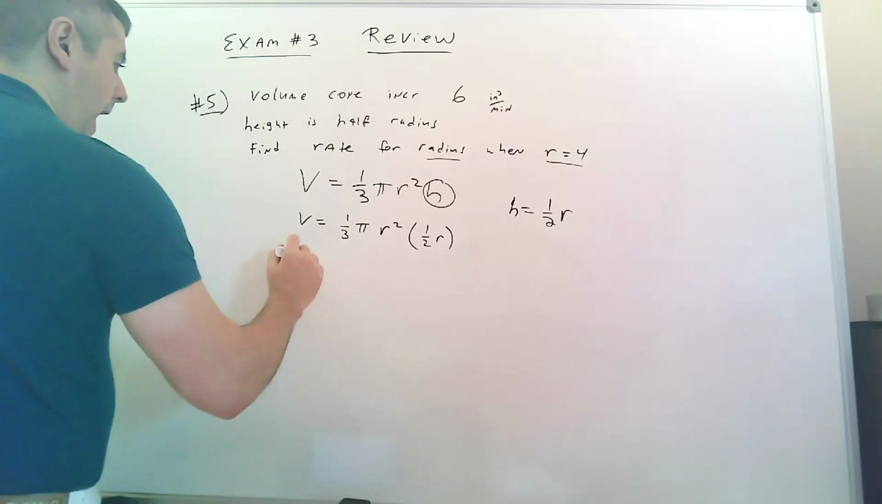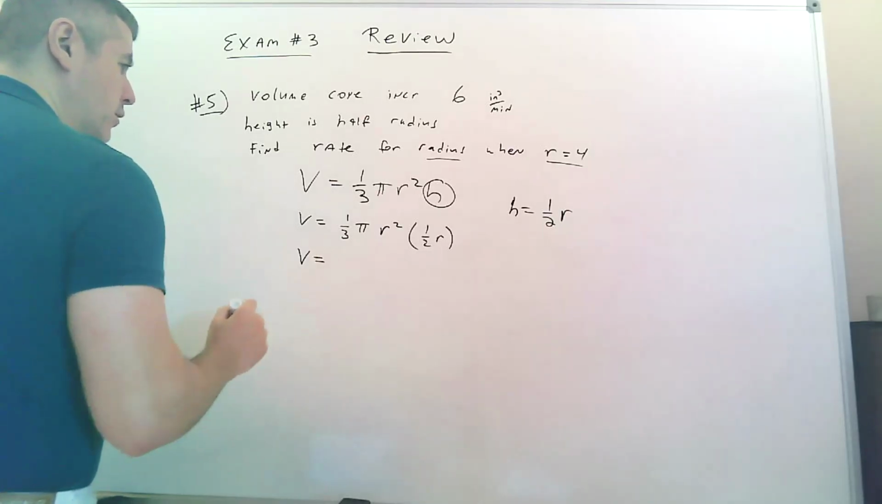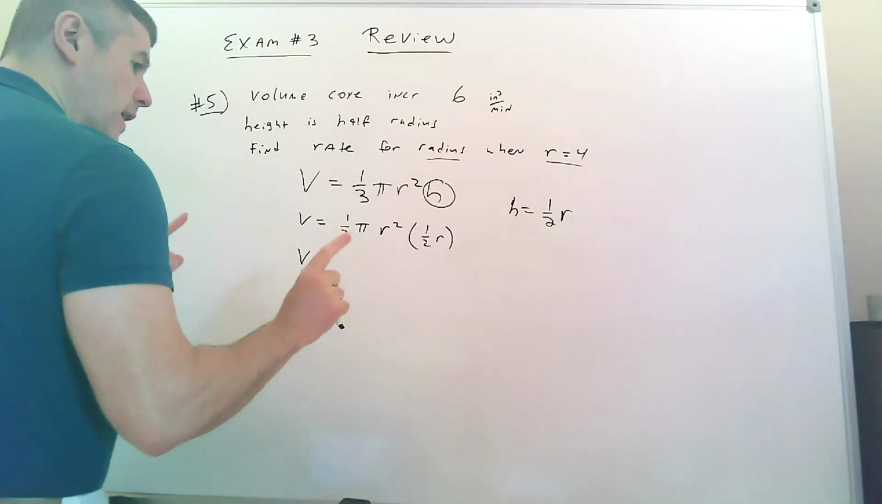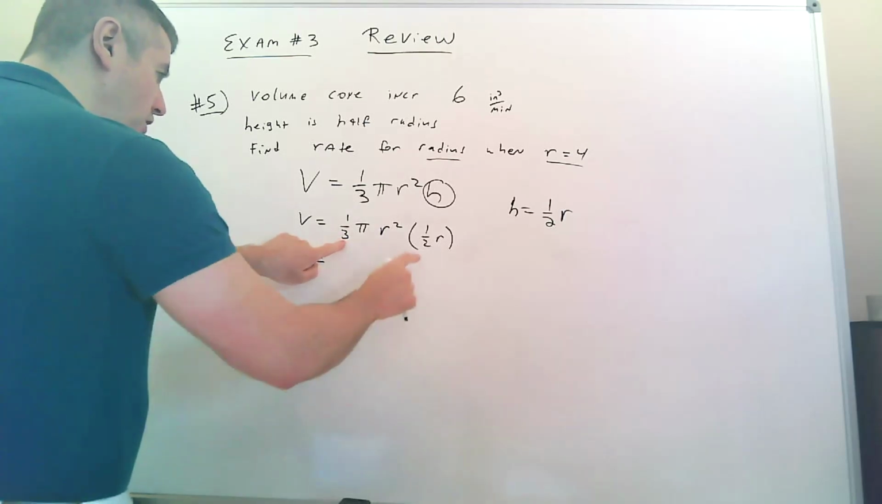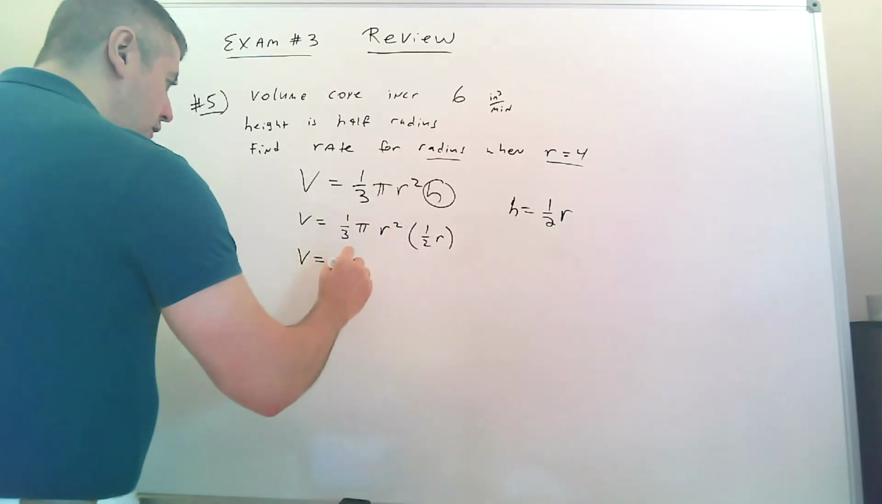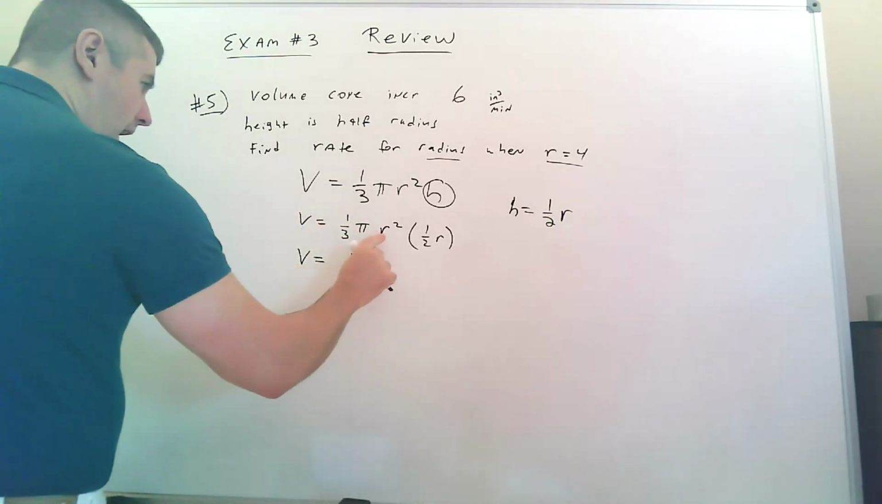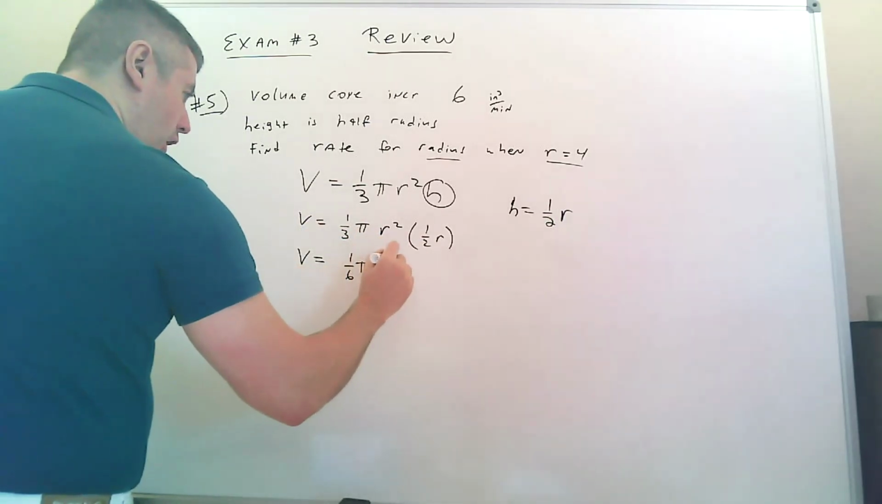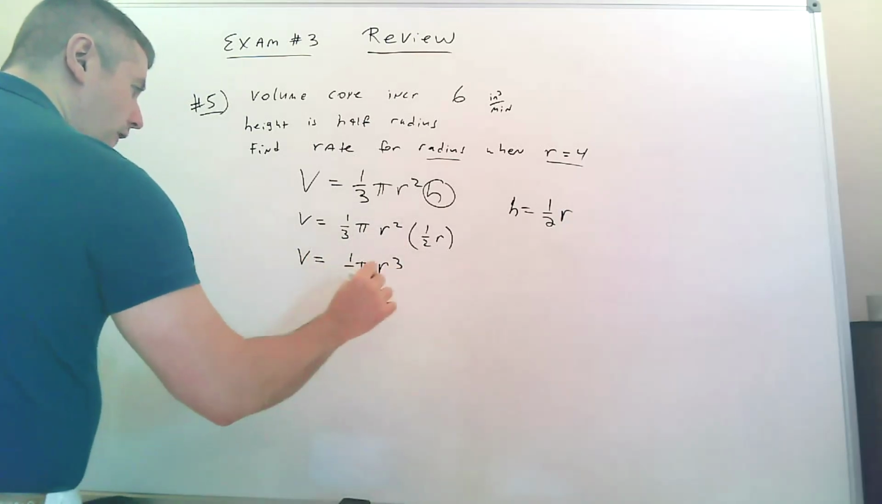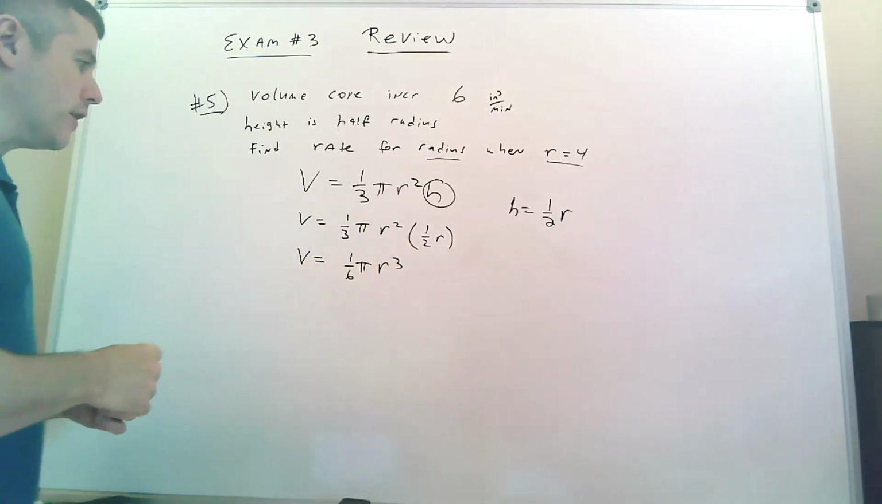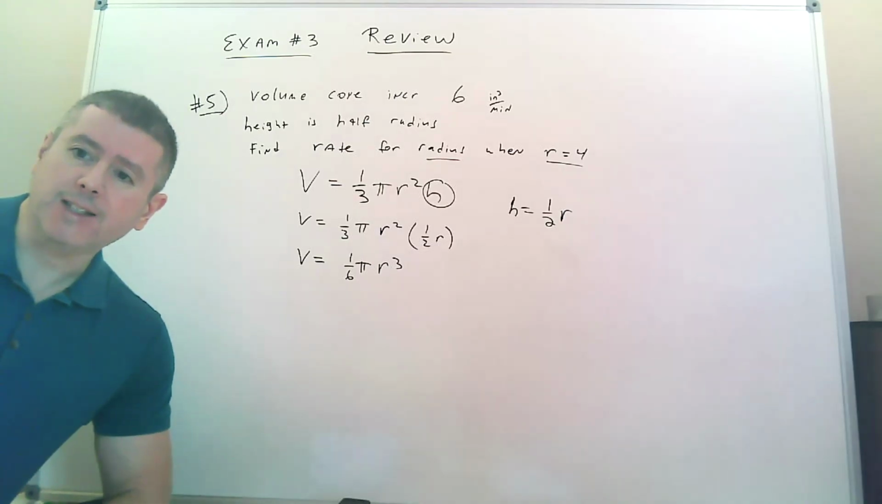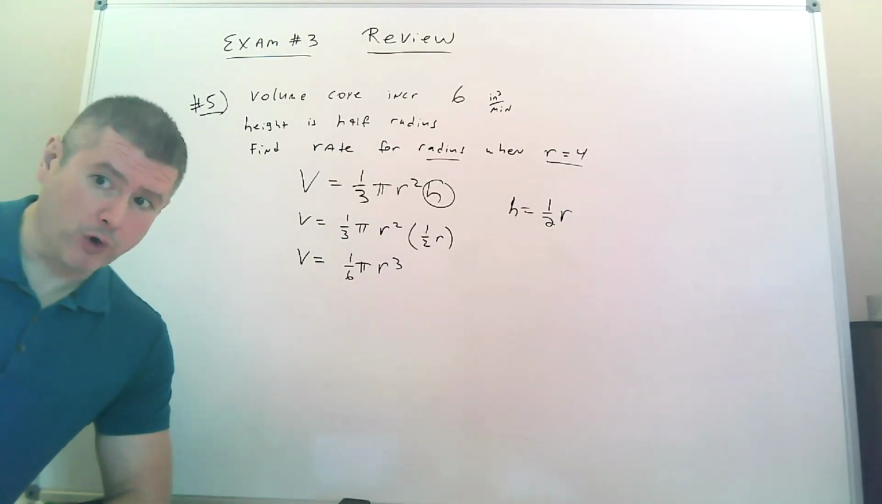Very simple. Now, I like to neaten this up before I do the derivative. I recommend you do this. You have 1/3 and 1/2. That is 1/6. The pi is not going anywhere. Stays there. I have R squared and R to the first. That's R cubed. This is your formula. That is what you are going to take the derivative of. So my advice is simplify the formula a little bit before you take the derivative.